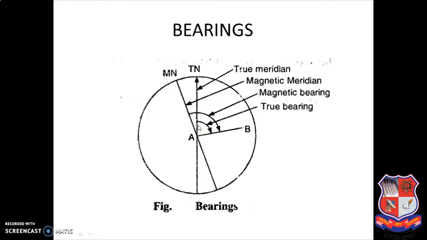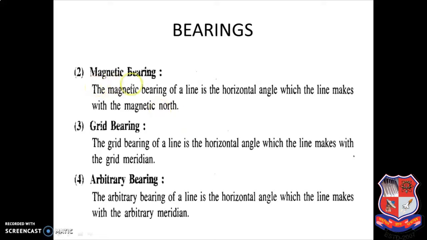In the same way, this is our magnetic north line, that is the magnetic meridian, and this is your magnetic bearing. So what is magnetic bearing? It is the horizontal angle it makes with the magnetic north or magnetic meridian. You can see the magnetic bearing. The magnetic bearing of a line is the horizontal angle which the line makes with the magnetic north.